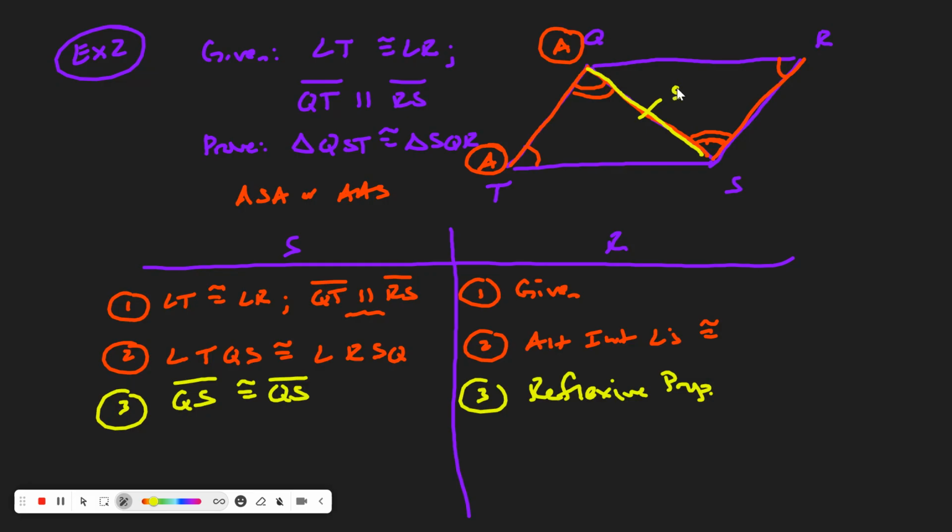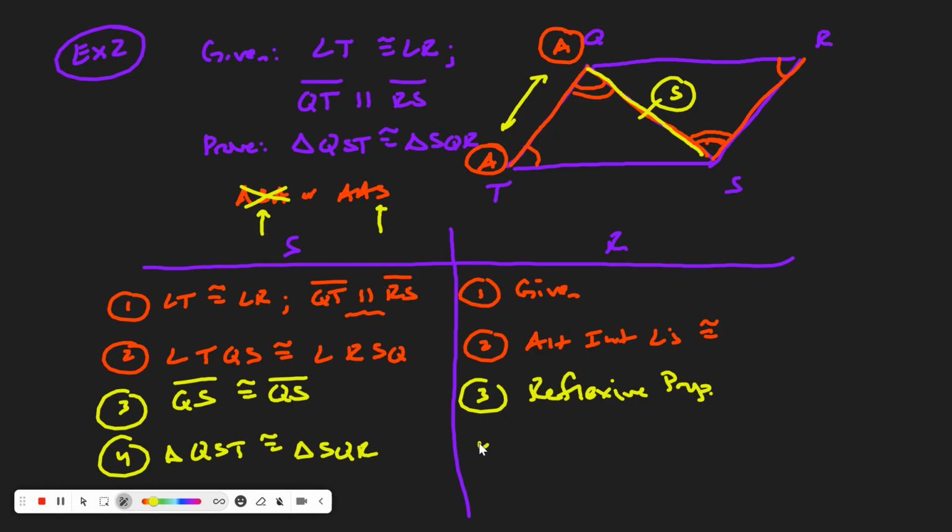And now I'll put an S there. Okay. And now the question is the side in between the angles or is it not? Well, if I look at where the two angles is, this is in between the angles. So that means that TQ would have to be the side marked congruent, and it's not. So it is not angle, side, angle. It's going to be angle, angle, side. So step 4, triangle QST is congruent to triangle SQR, and that is by angle, angle, side. And we are done.